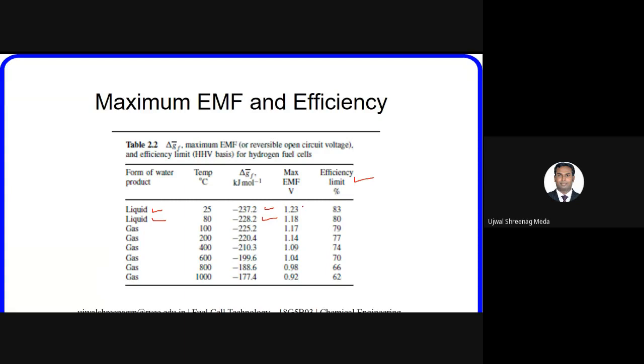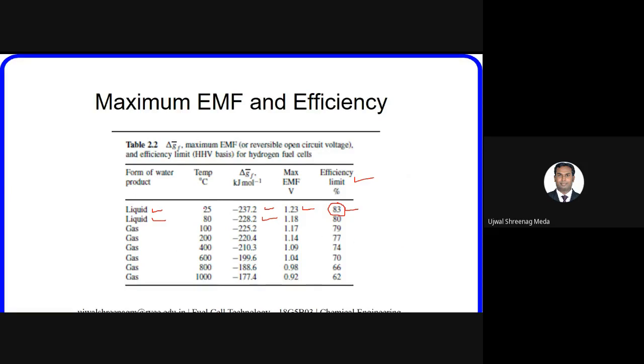So with that, the efficiency will also be maximum, that is 1.23. And efficiency limit, how do we get this? So delta GF by delta HF. So this is the maximum possible efficiency. So now we are just looking at this from the theoretical viewpoint. So on theory, on paper, based on equations, this is what we get. So what happens practically, we shall look into it a little later.